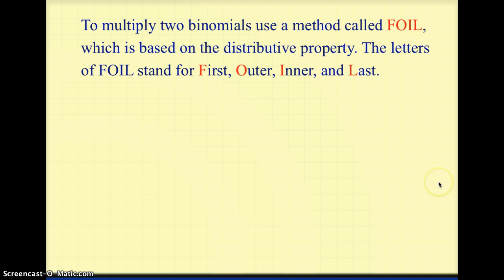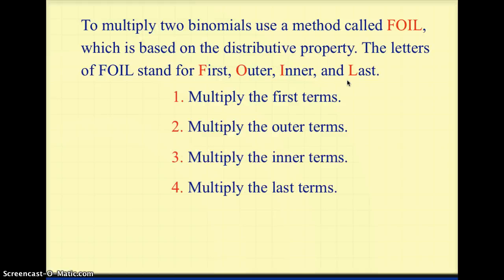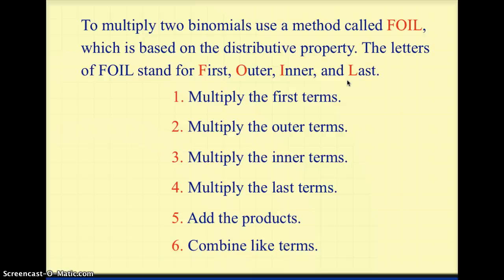To multiply two binomials, you're going to use the method called FOIL, which we touched on earlier in the year. It's based on the distributive property. Just a refresher, the letters of FOIL stand for first, outside or outer, inside or inner, and last. So the first thing you're going to do is multiply the first terms. Then you're going to multiply the outer terms. Then you're going to multiply the inner terms. And then multiply the last terms. Then you're going to add the products together and combine like terms.